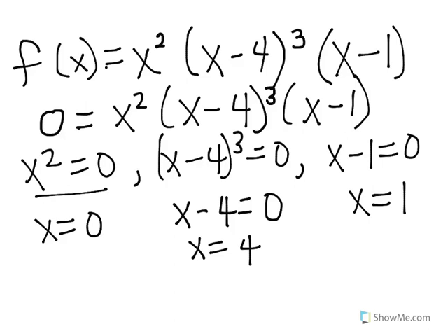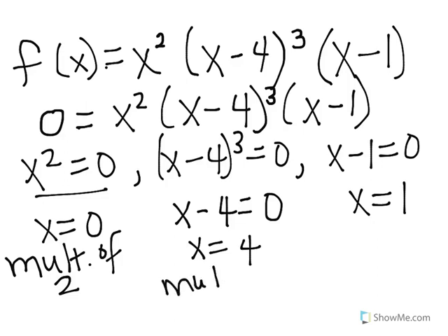Since the first zero has a degree of 2, this is a multiplicity of 2. Since the second zero has a degree of 3, this is a multiplicity of 3. And since my last equation has a degree of 1, this is a multiplicity of 1.